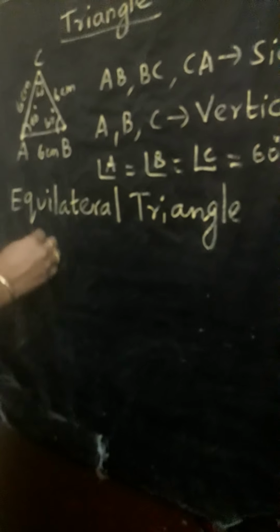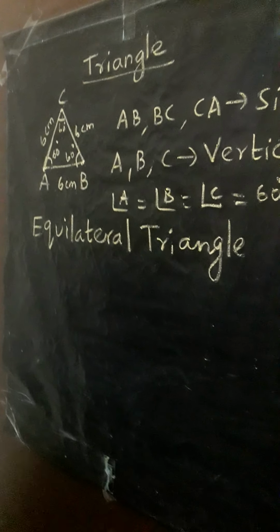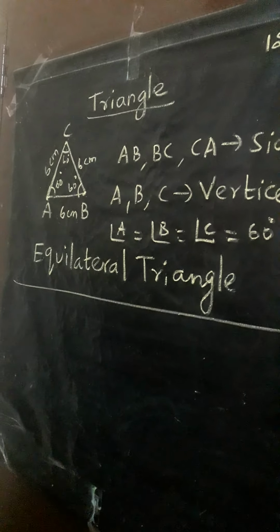This triangle is called equilateral triangle. In equilateral triangle, three sides are equal and three angles are equal. So this is called as an equilateral triangle.